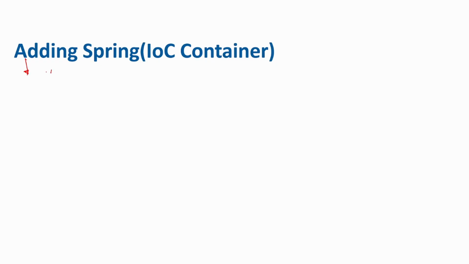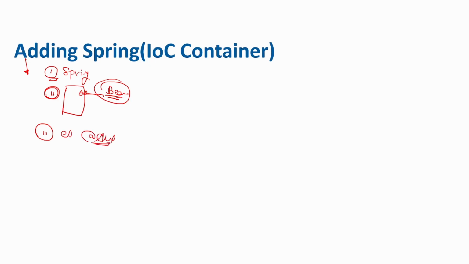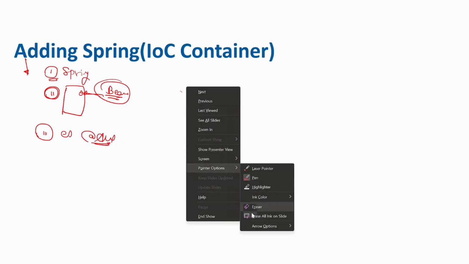First, we need to add the spring context dependency in our project, and second, we need to create the spring context and add our beans to the spring context. And third, establish the relationship using the Autowired annotation. So this can be achieved in three steps. Let's do it one by one.